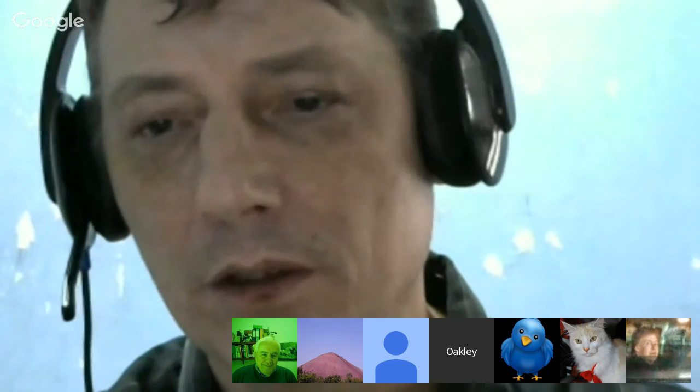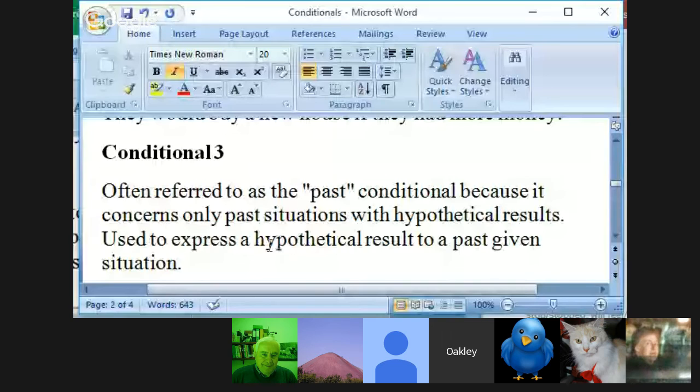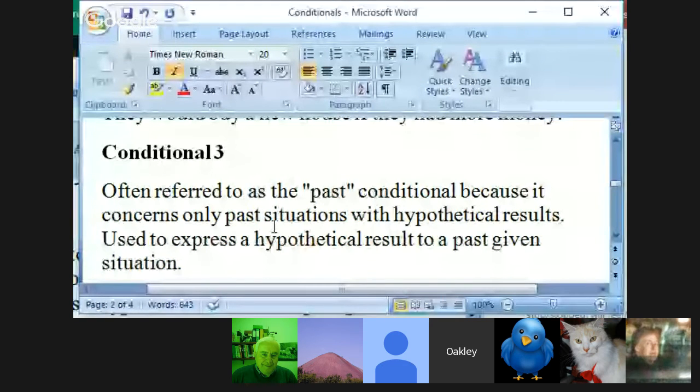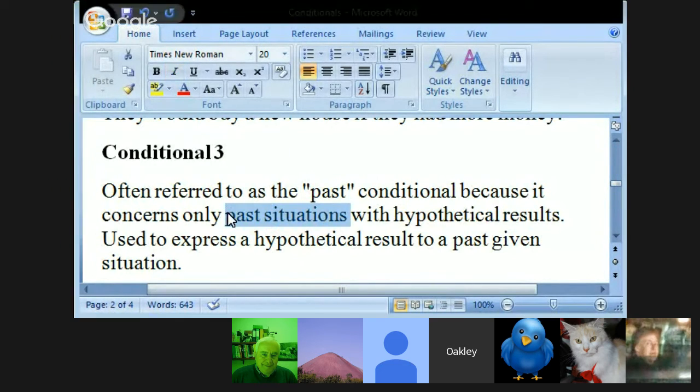Okay, let's go to the last conditional. Number 3. Okay, or third conditional, or referred to as the past conditional, because it only concerns past situations. Remember, I said that conditionals 1 and 2 are actually dealing with the present or future. So this is how we deal with things in the past, when we're imagining if things were different.